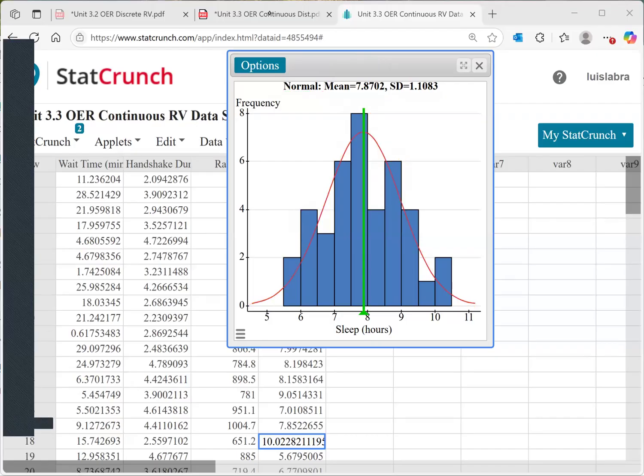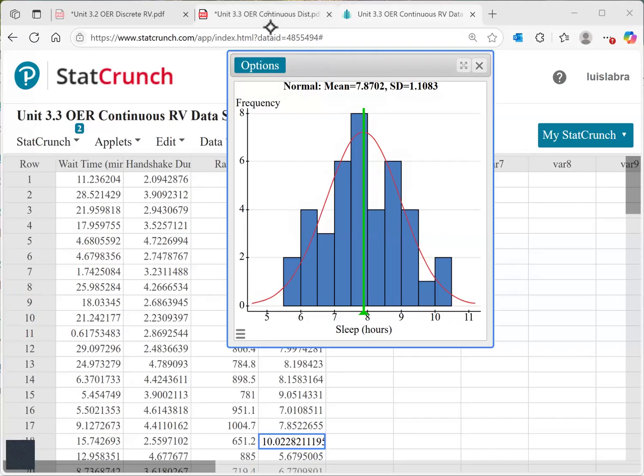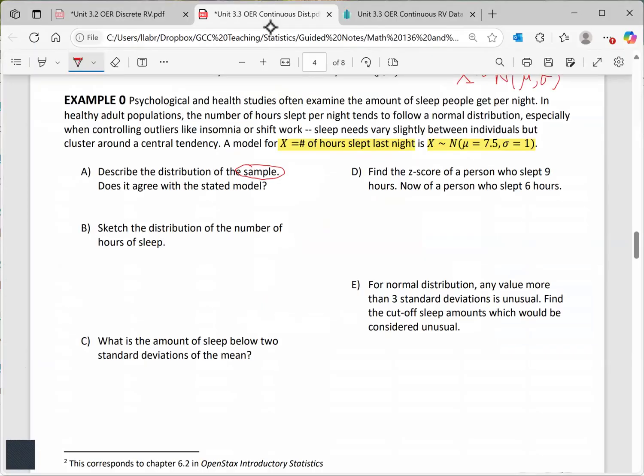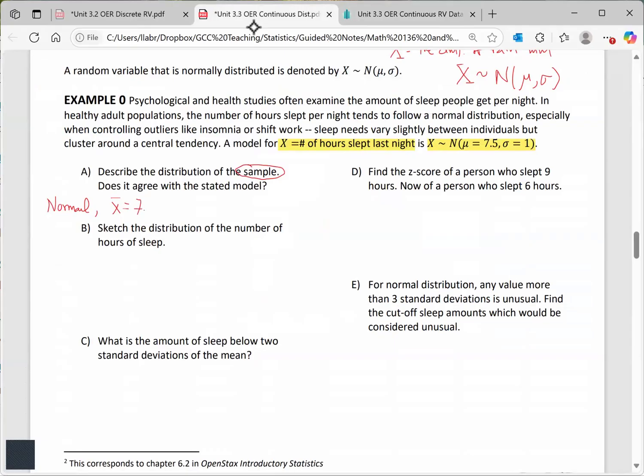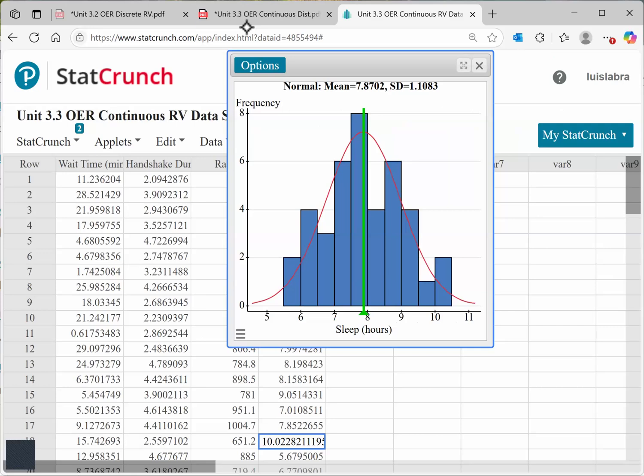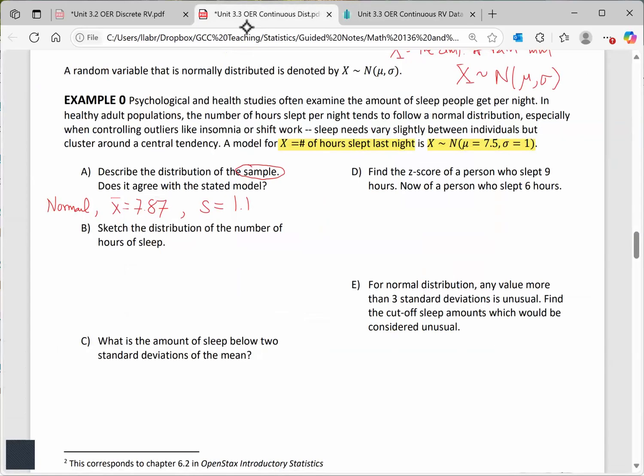So when it says describe, again, you need to tell me the shape. So I'm going to go ahead and say that this looks normal. The sample mean, so let me describe the sample by writing X bar. And X bar was 7.87. And my standard deviation was 1.1083. All right, and then we're asked, does this agree with our stated model?